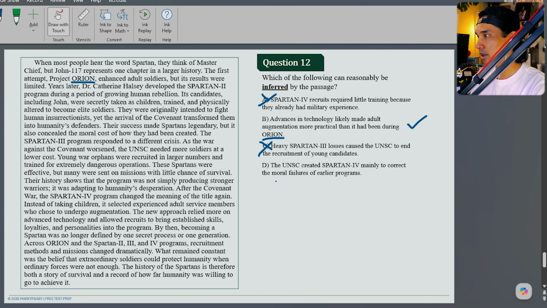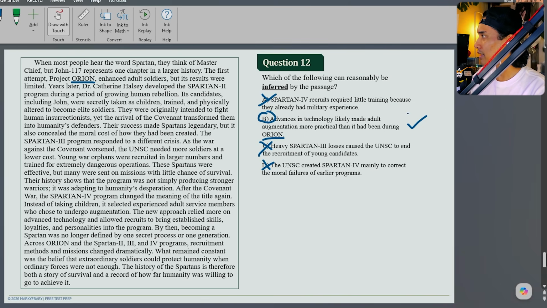Now let's go ahead and go on to answer choice D. The UNSC created Spartan 4 mainly to correct the moral failures of earlier programs. Well, this is incorrect. Okay, it assumes the UNSC's main motivation, and it assumes that correcting earlier moral failures was the main reason for creating the Spartan 4 program. That makes this incorrect. So I'm going to go with answer choice B, and let's see what I have here on my notes.